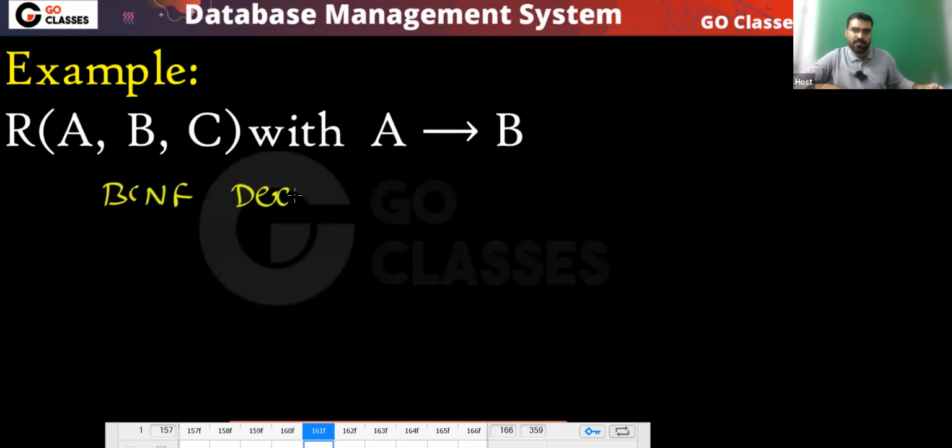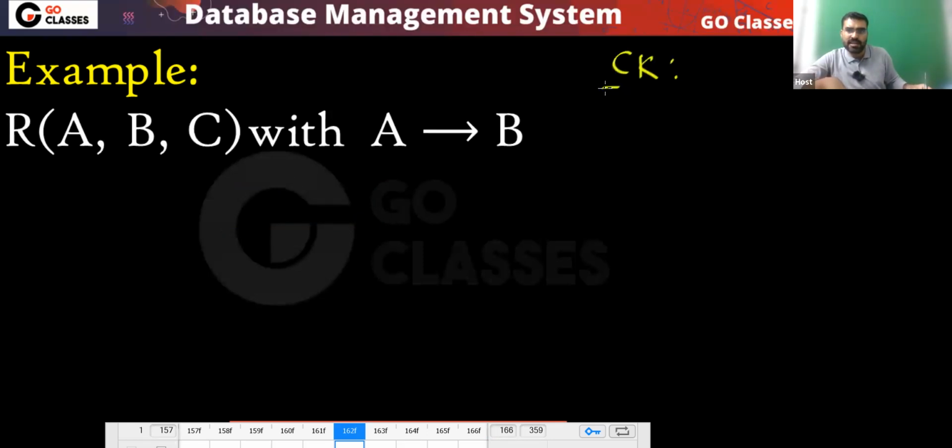Perform BCNF decomposition. So what will you do? First of all, is this in BCNF or not? What is your candidate key? You tell me what is the candidate key. C, A, C are not on the RHS. So that is your candidate key, that is AC. You can note this AC is a candidate key.